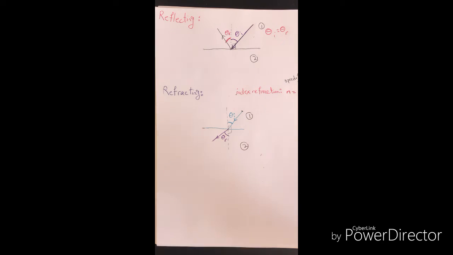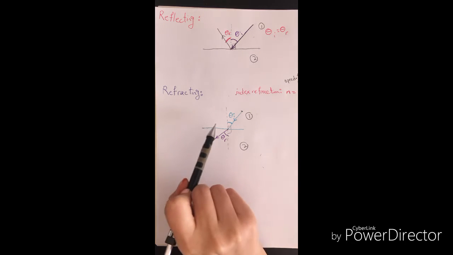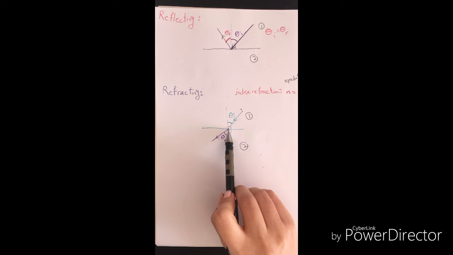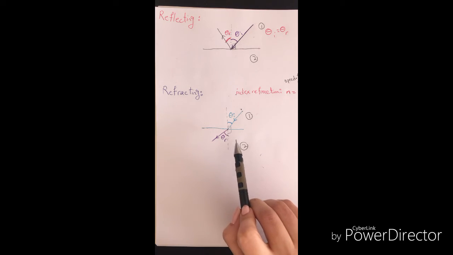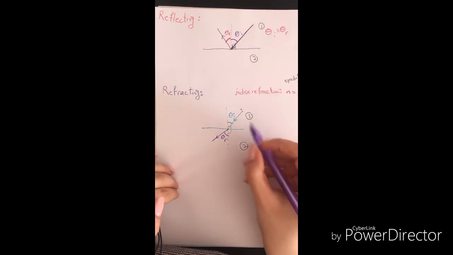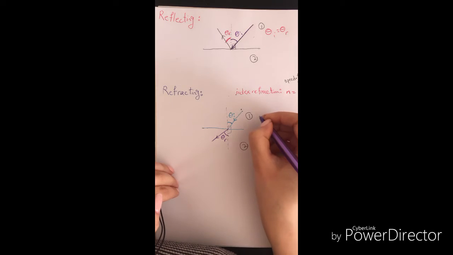Now, the index of each side is different. The index of refraction of side 1 and side 2 are different. So we say that N1 is the index of refraction for the side where the ray hits the surface, and N2 is the side where the ray is refracted. So here this side is N2 and this one is N1.